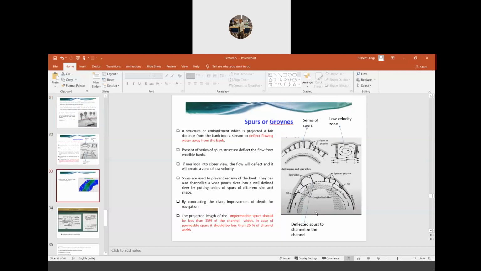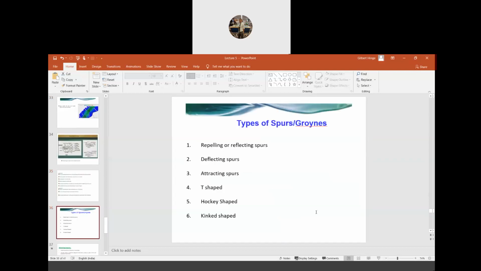Okay. Spurs can be of different types. This spurs, or sometimes we call it a groin, can be of different types. It can be a repelling or reflecting spurs. In that PDF, all these things are written in detail. It can be a deflecting spurs. It can be an attracting spurs. It may be a T shape, a hockey shape, a kinked shape. So let us see some of these kinds of spurs.